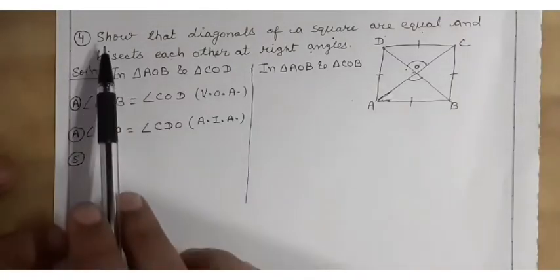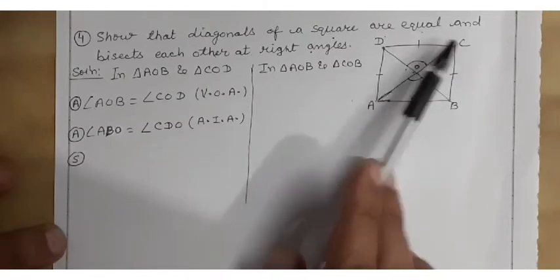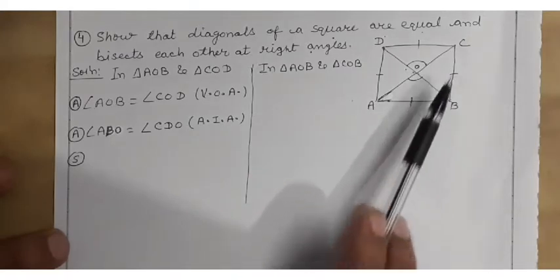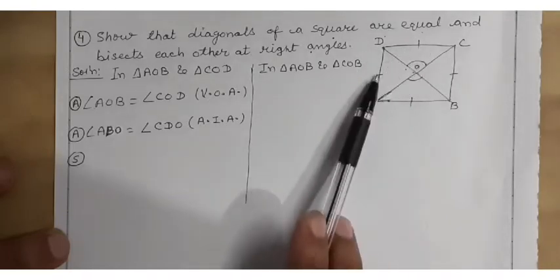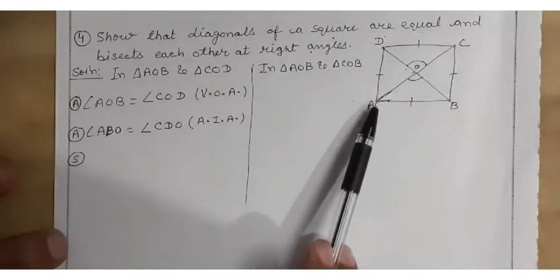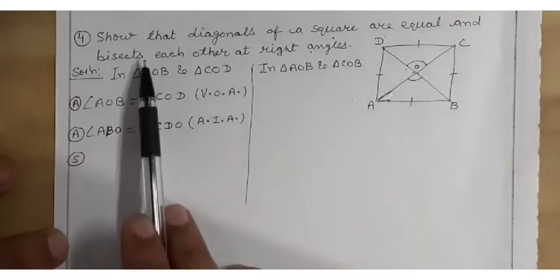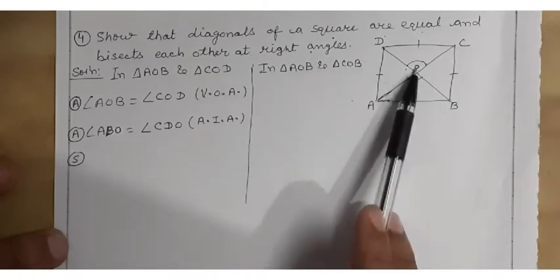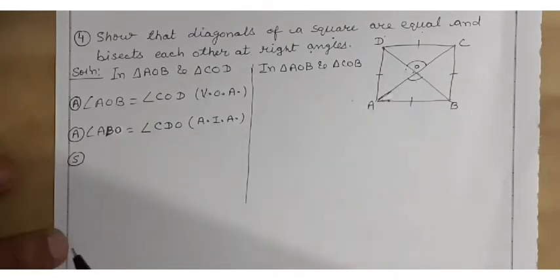Yes, come on. Question number 4. Show that diagonals of a square are equal and bisect each other at right angles. Okay, so ABCD is a square, and in a square all four sides are equal. You have to show AC equal to BD, and that they bisect each other at right angles. It means OA equal to OC, OB equal to OD, and each angle is 90 degrees. Three things you have to show.